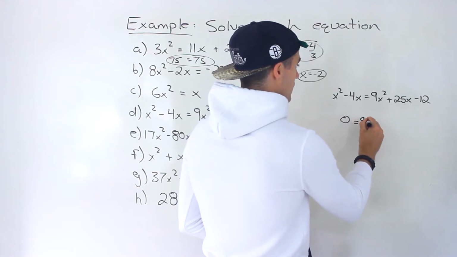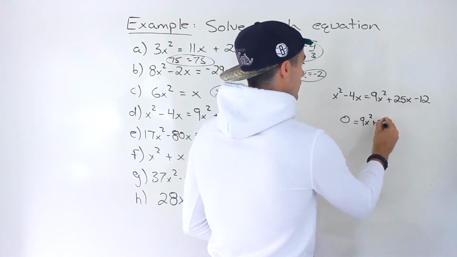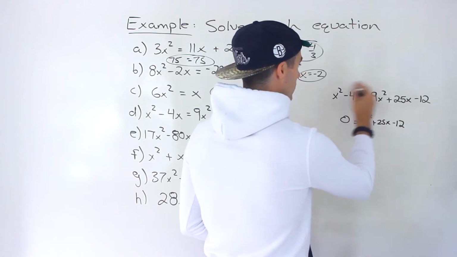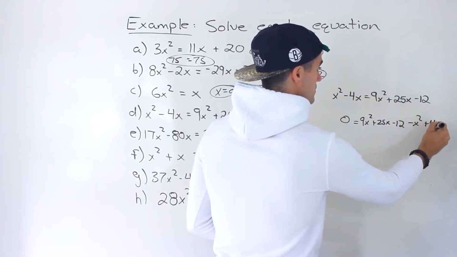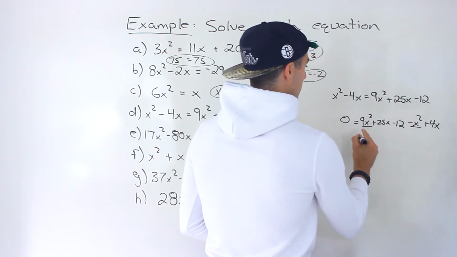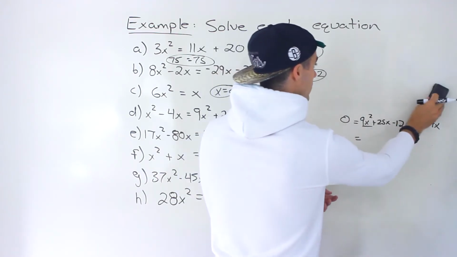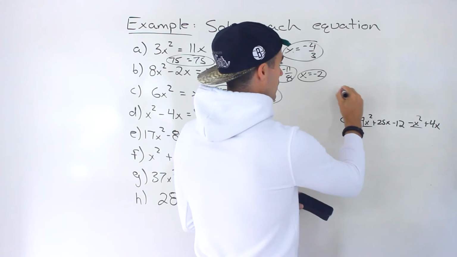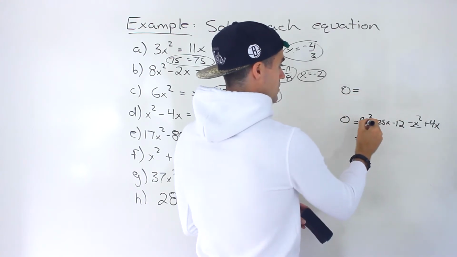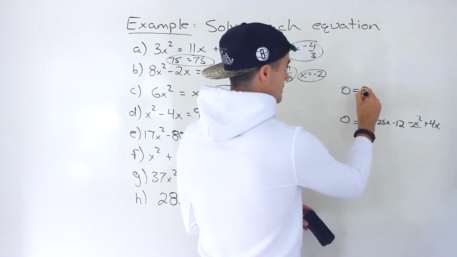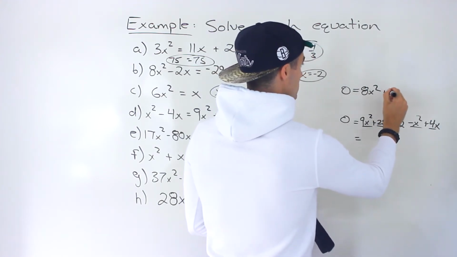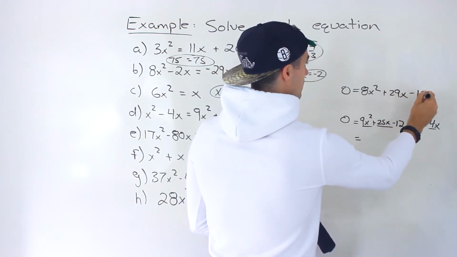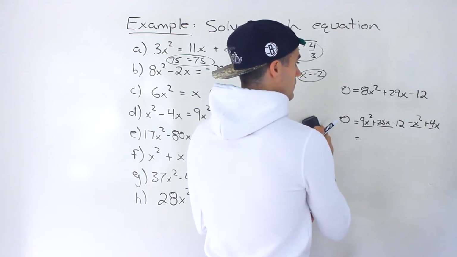So we'd end up with 9x squared plus 25x minus 12. Bring this over, it'd be negative x squared. Bring the negative 4x over, it'd be positive 4x. And notice we got a like term here. Let me actually write out the quadratic equation up here. So 9x squared minus x squared, those are like terms. 8x squared, 25x plus 4x would give us 29x. And we got a minus 12, like that.